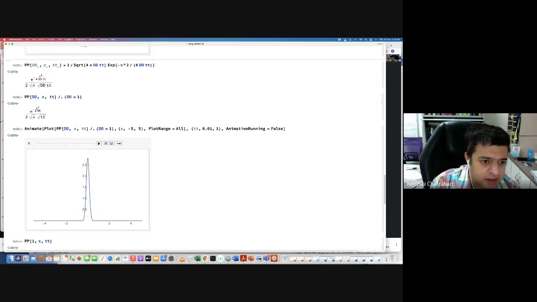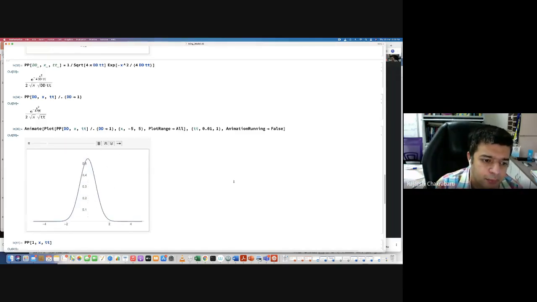this is exactly when you start. It's like a delta function at time 0 or at a very short time. As the time progresses, it will become what? It will become broadened. Can you see this?